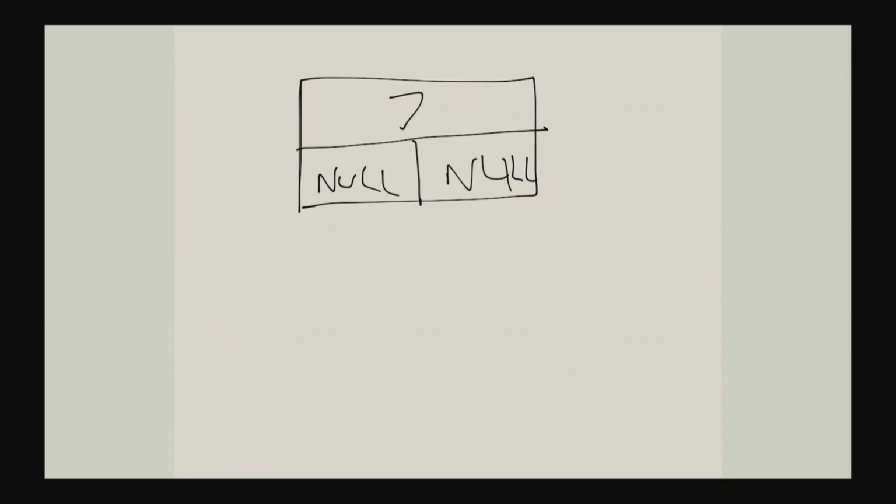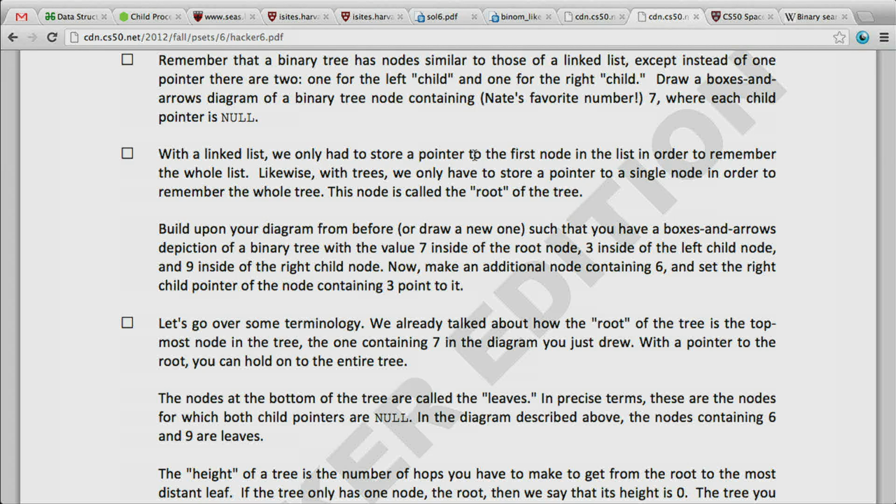OK. So back to here. With a linked list, we only had to store a pointer to the first node in the list in order to remember the whole list. Likewise, with trees, we only have to store a pointer to a single node in order to remember the whole tree. This node is called the root of the tree. Build upon your diagram from before, or draw a new one, such that you have a boxes and arrows depiction of a binary tree with the values 7, then 3 on the left, then 9 on the right, and then 6 on the right of the 3.